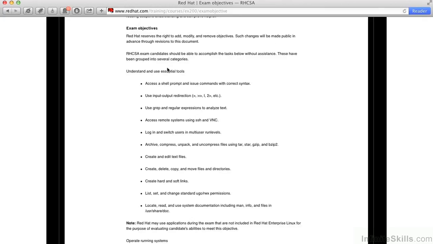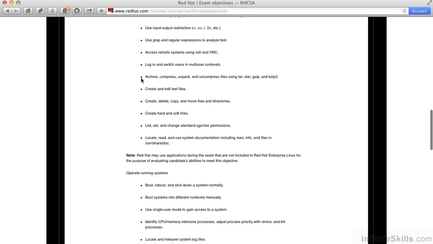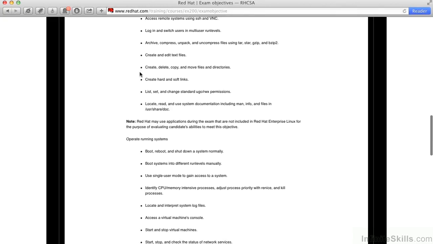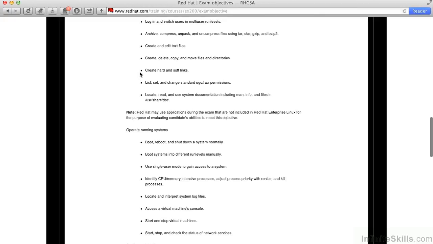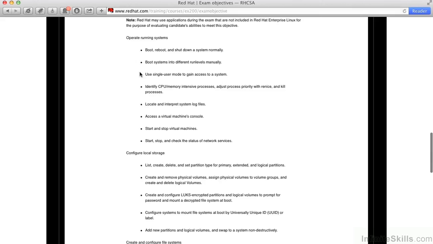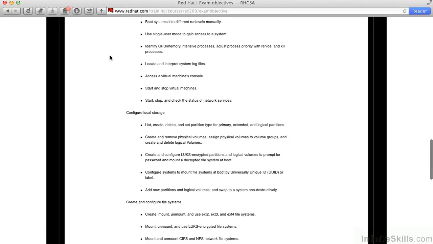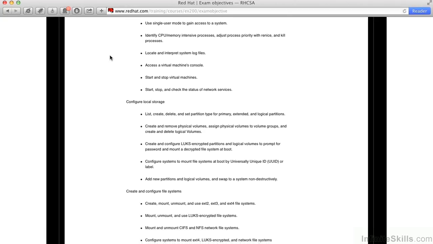So understanding and using essential tools, shell prompts, using input and output redirection, grep and regular expressions, talking about accessing remote systems, logging in, switching to users, archiving, compressing. We'll be talking about how to operate running systems, booting and rebooting, again, different run levels, identifying processes, adjusting process priority.